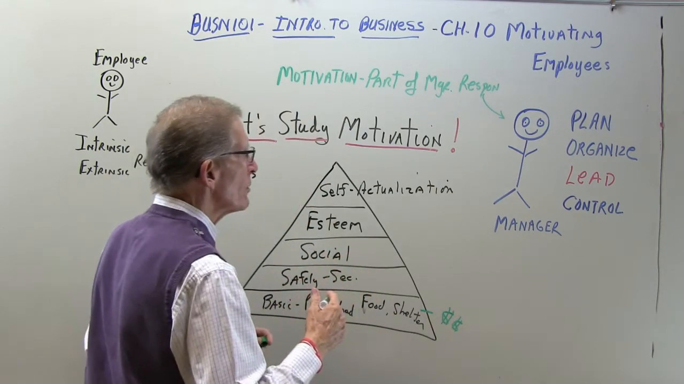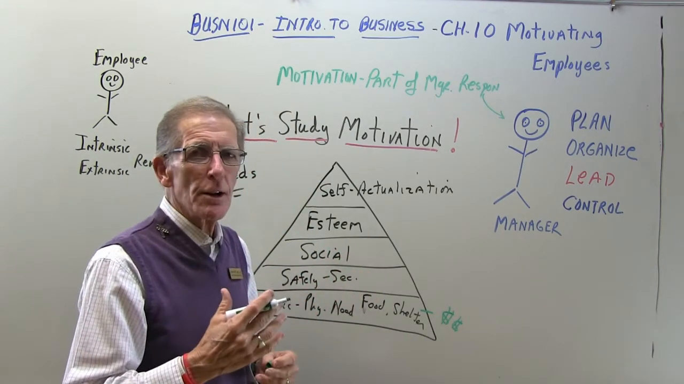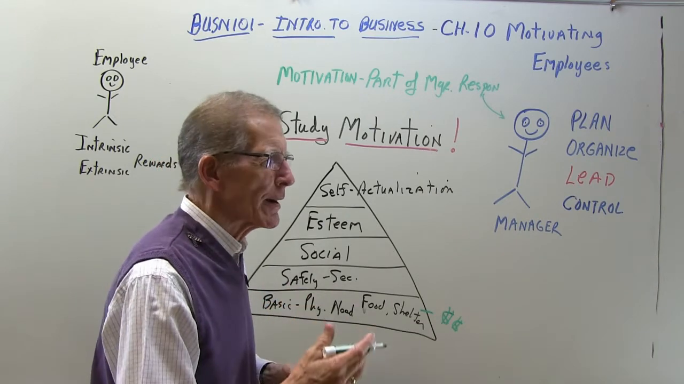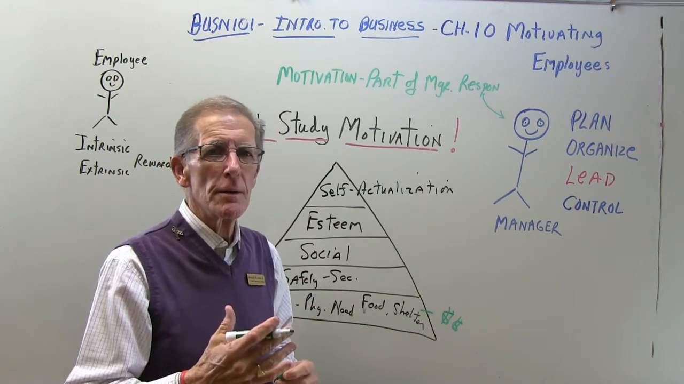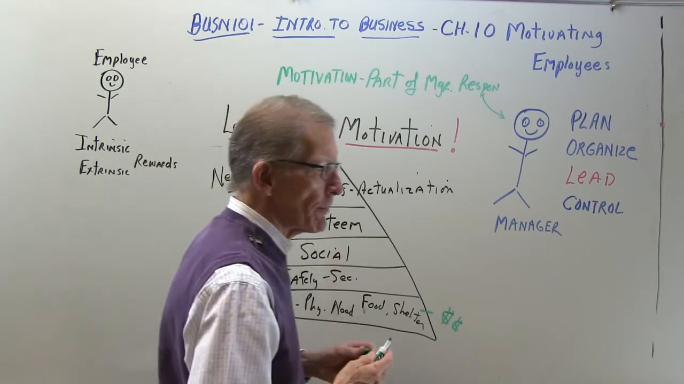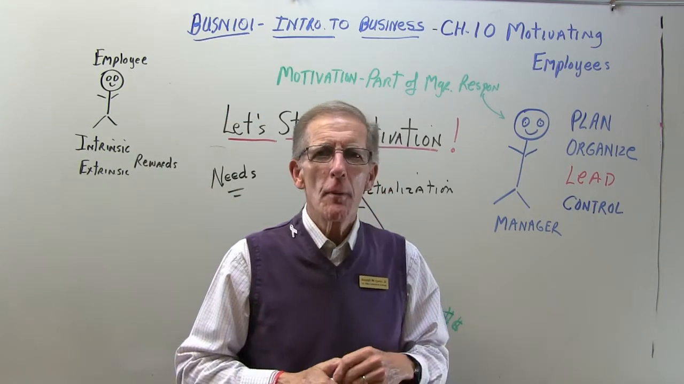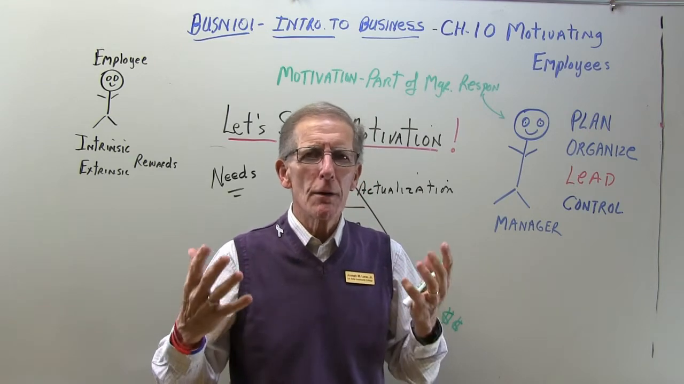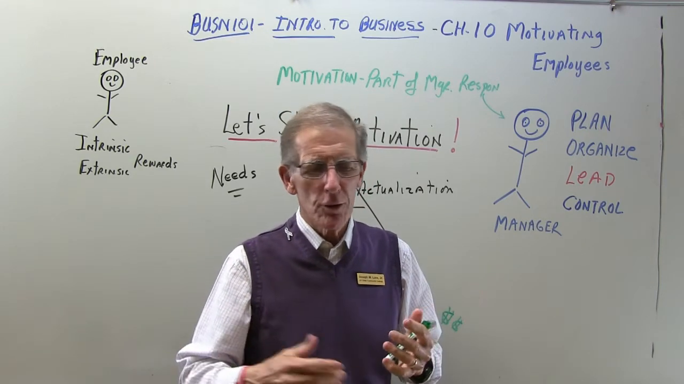Esteem needs. This is the need for achievement and recognition. We like to be recognized. We like to be able to achieve. And then the fifth level is self-actualization, for us to become all we can become, to explore our full potential. That's what that is.